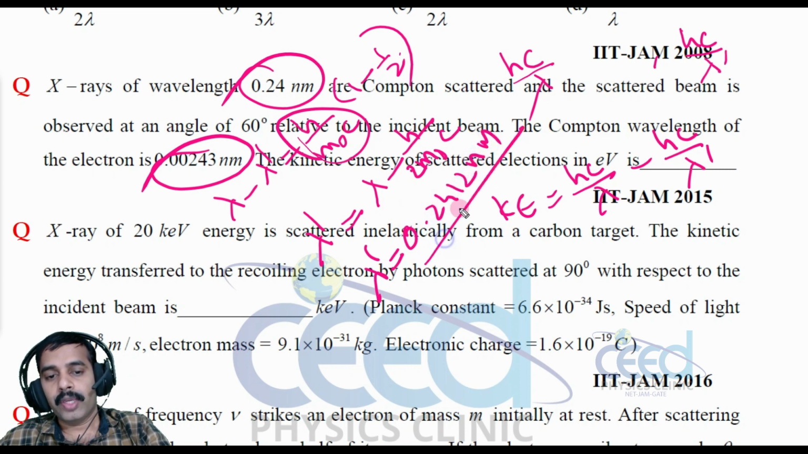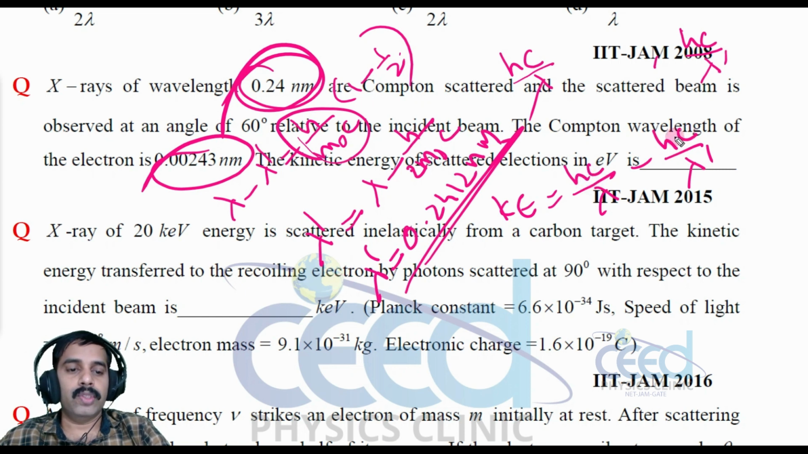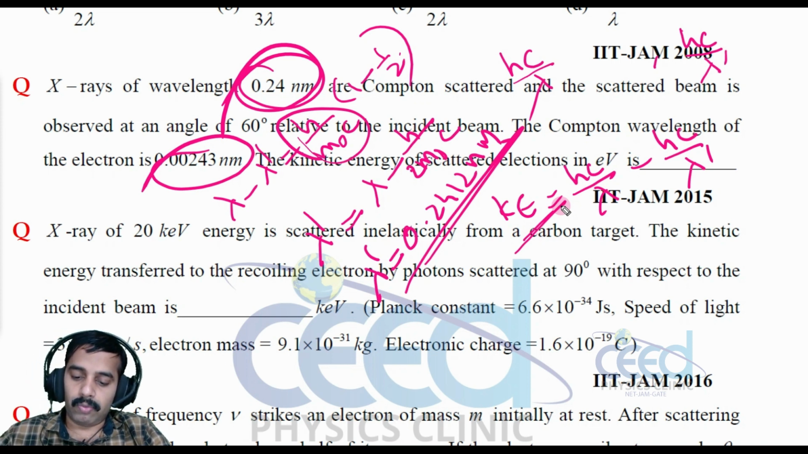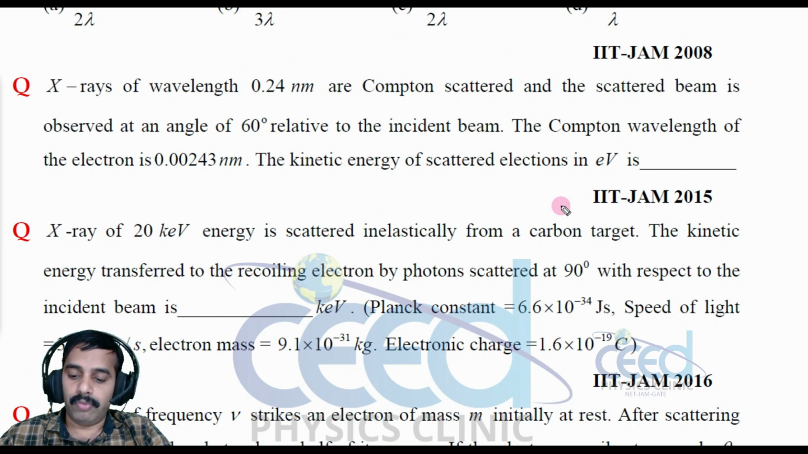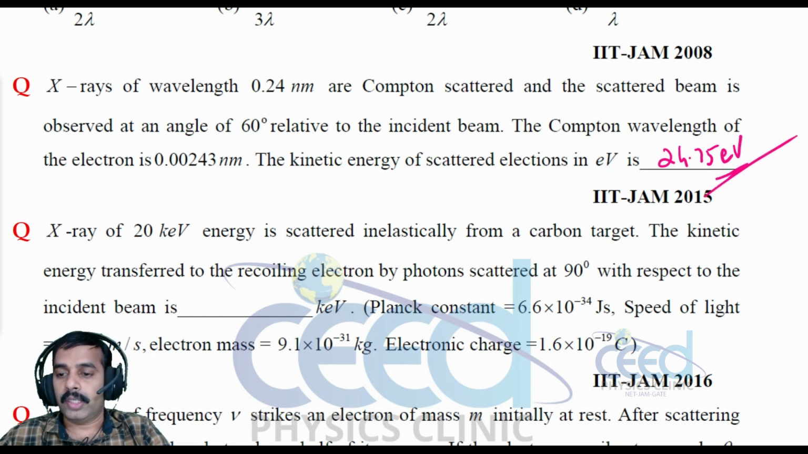Now we have the lambda value and lambda dash value, and the hc value we already know, so we can calculate the kinetic energy. When you solve that you will get the answer as 24.75 electron volt.